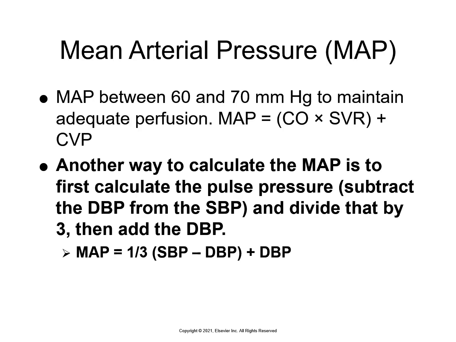Now let's talk about the mean arterial pressure, the MAP. You have to have an MAP between 60 and 70 millimeters of mercury to maintain adequate perfusion. This is important.